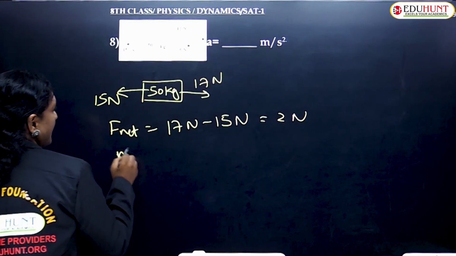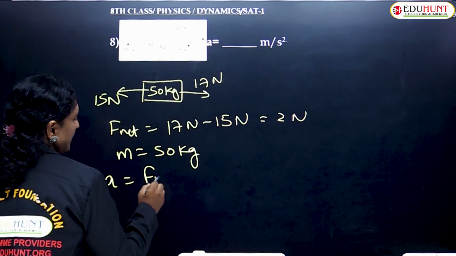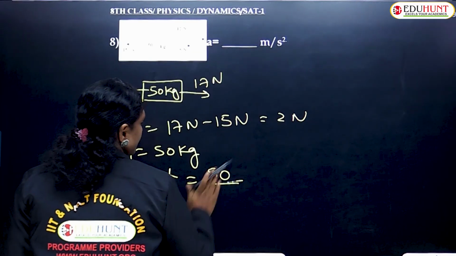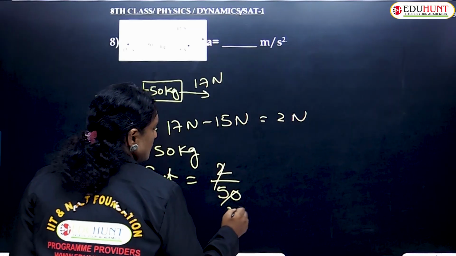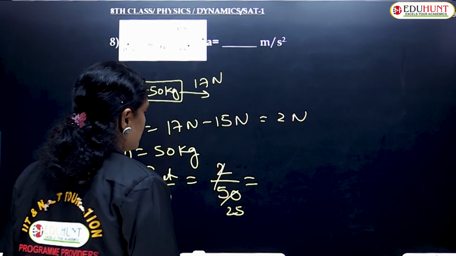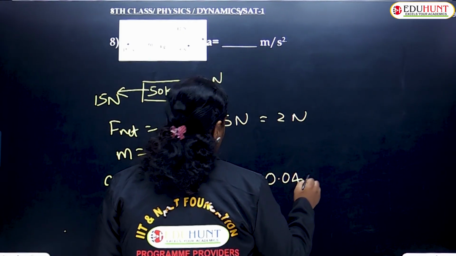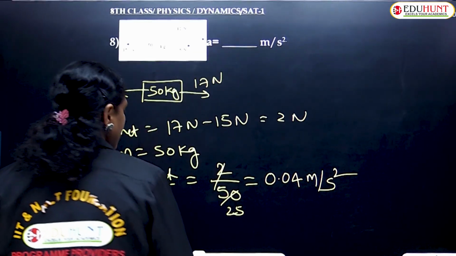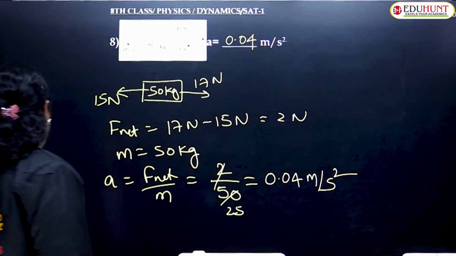Hence, mass was given as 50 kg. So acceleration would be F net upon mass. This is nothing but 2 newton upon 50 kg. This goes 25 times. So children, what is the value of 1 by 25? It's nothing but 0.04 meter per second square. Okay children? So 0.04 meter per second square.